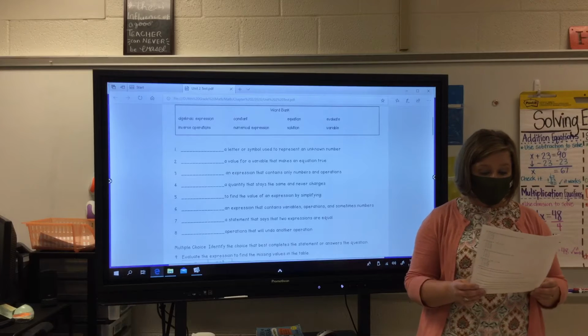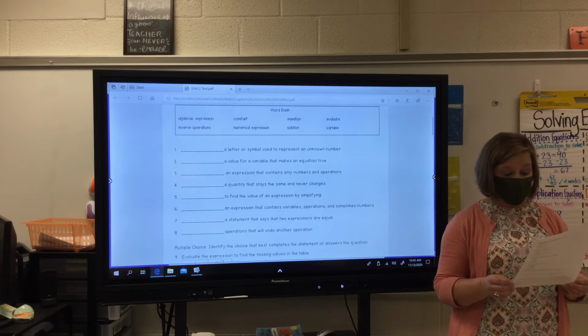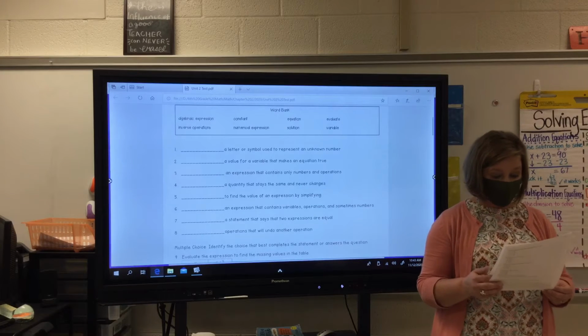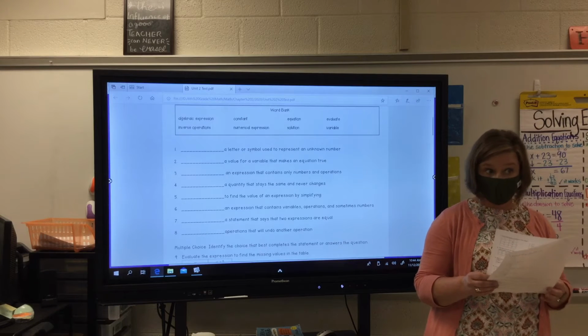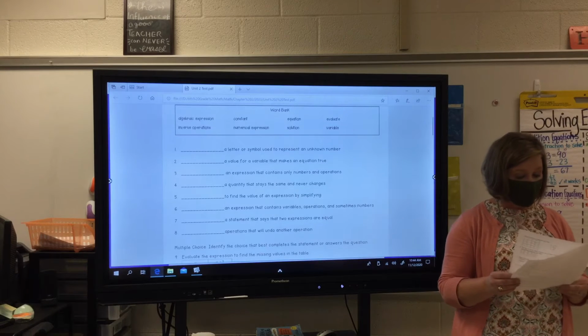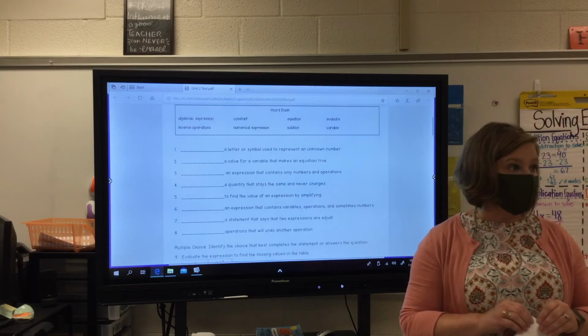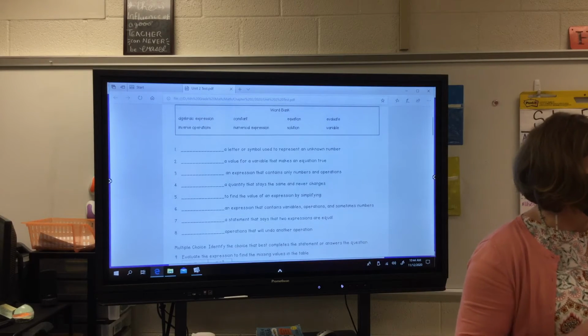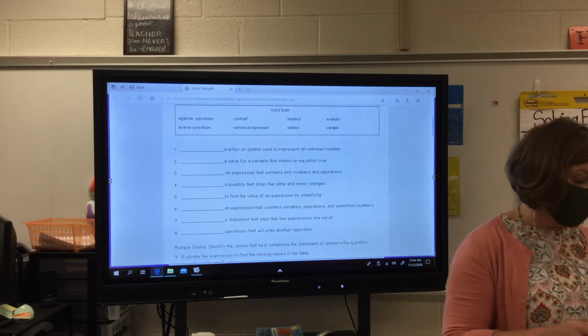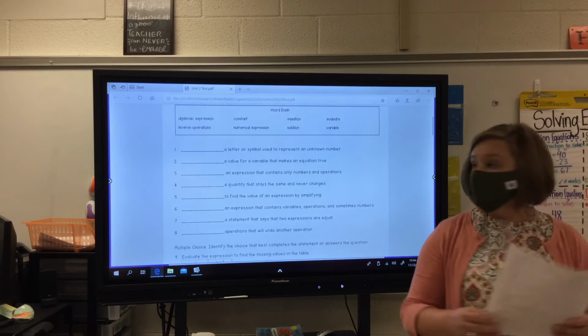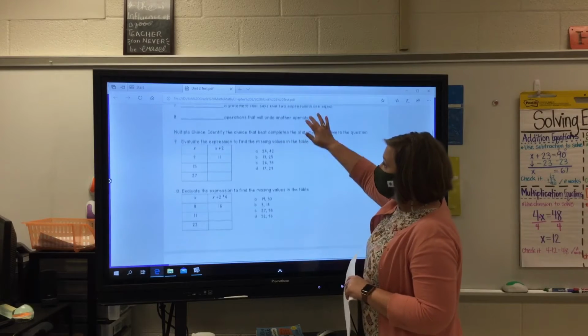Number 7, a statement that says that 2 expressions are equal, okay? You should be able to figure that one out by the word parts. Number 8, operations that will undo another operation. That one is on our word chart, okay? On our vocabulary chart.